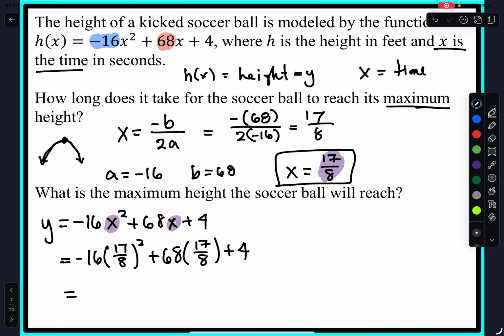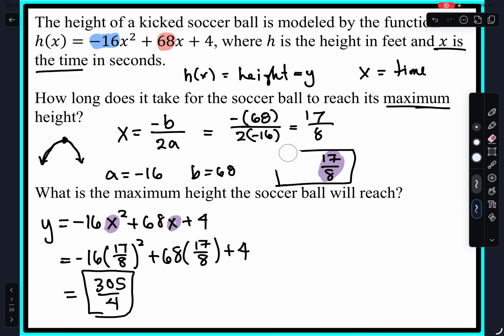So 305 divided by 4. This is going to be the actual height itself. And for these, you don't have to write x equals or y equals. I don't have to include that part on the homework, in the entry box. You don't have to write it as an equation. You just simply need the number. So here I need that number in purple, and then this number in purple for the second answer box.